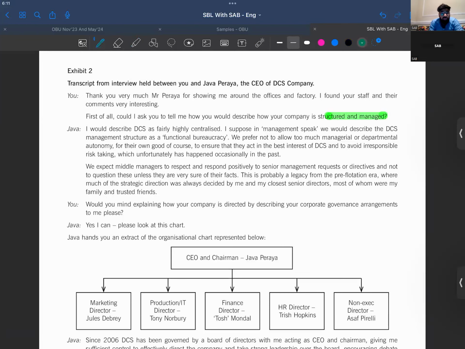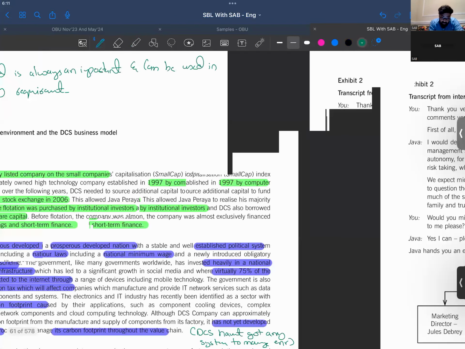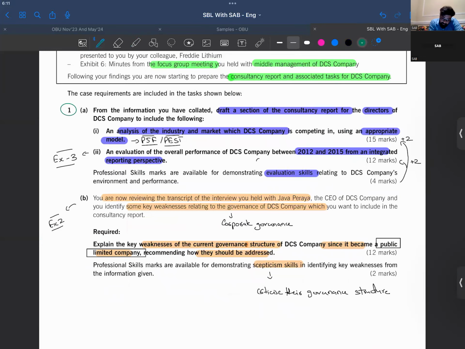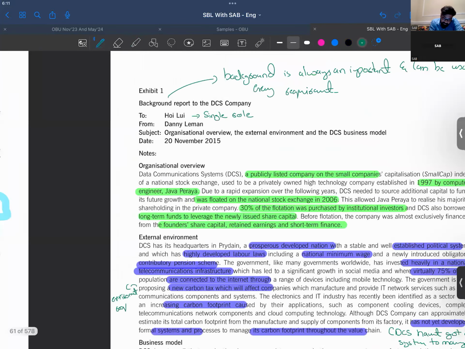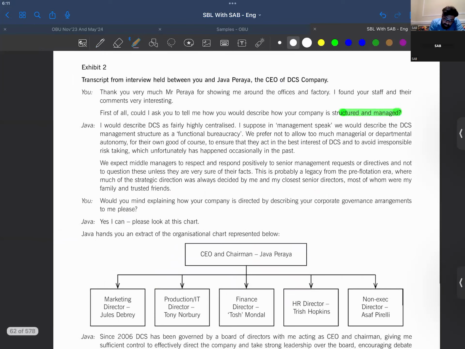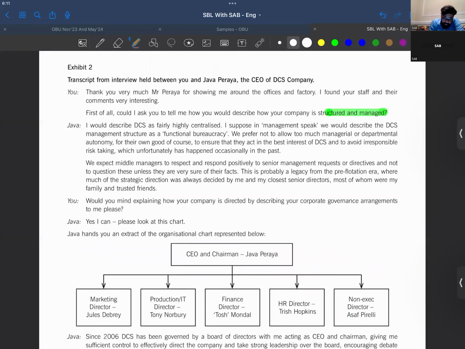So here we could look for the governance related issues, right? So let's go for that. I would describe DCS as fairly centralized. Mr. Java says that it's centralized. In management speak, we would describe the DCS management structure as a functional bureaucracy. We prefer not to allow too much managerial or departmental autonomy.